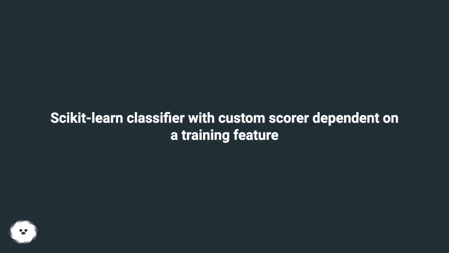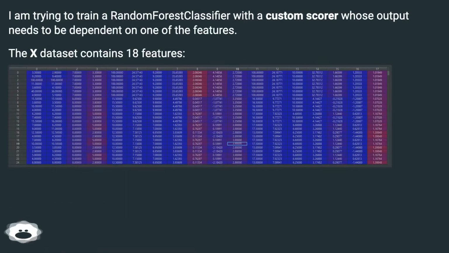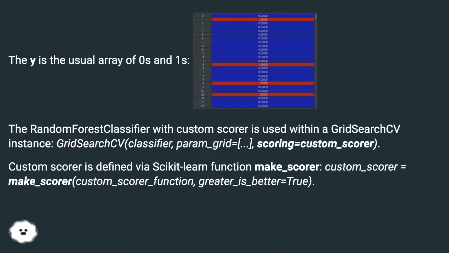Scikit-learn classifier with custom scorer dependent on a training feature. I am trying to train a random forest classifier with a custom scorer whose output needs to be dependent on one of the features. The X dataset contains 18 features. The Y is the usual array of zeros and ones.